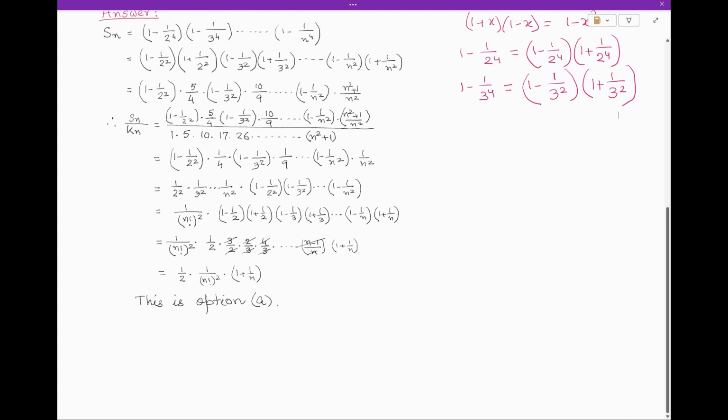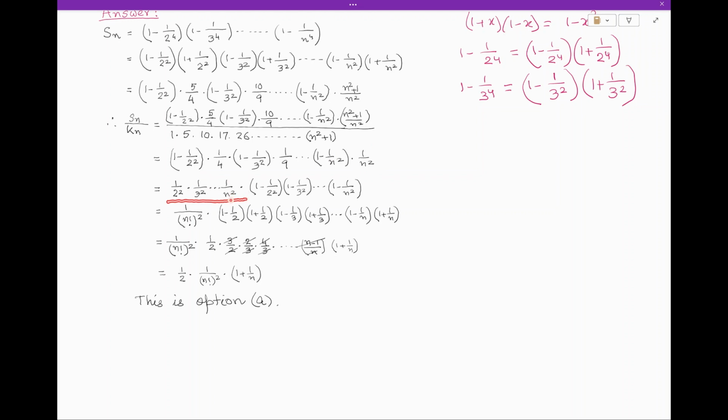Now, if we recognize that 1 by 4 is equal to 1 by 2 square, 1 by 9 is equal to 1 by 3 square. Like this, the last term is 1 by n square. So, we take these square terms together, that is 1 by 2 square multiplied by 1 by 3 square multiplied by 1 by 4 square, etc.